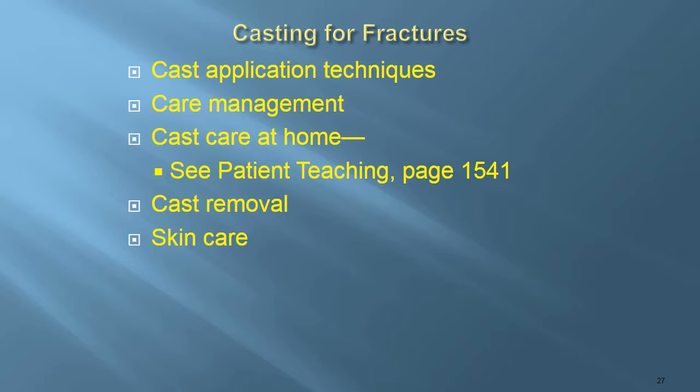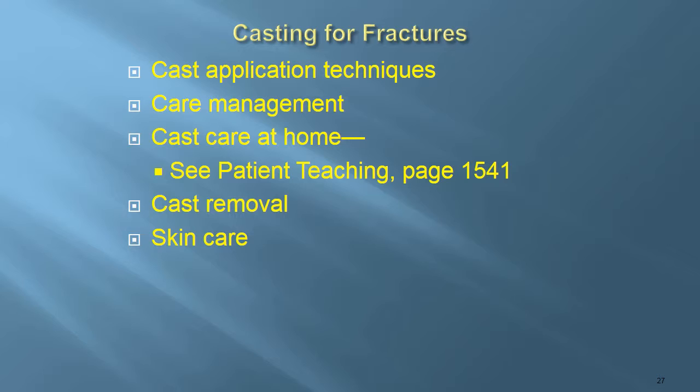During the first few hours after a cast is applied, the chief concern is that the extremity may continue to swell to the extent that the cast becomes a tourniquet and shuts off circulation. This is called compartment syndrome. It also produces neurovascular complications. Appropriate cast care guidelines should be given prior to discharge. You should refer to the patient teaching box on cast care on page 1541.